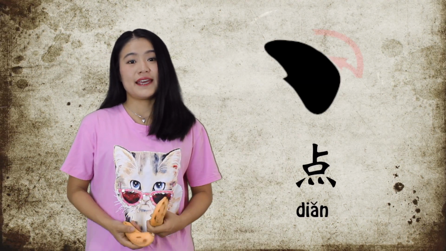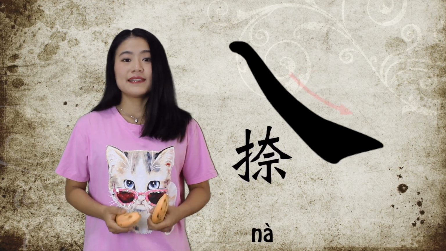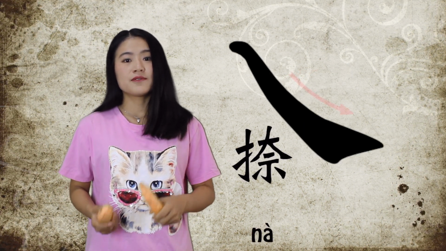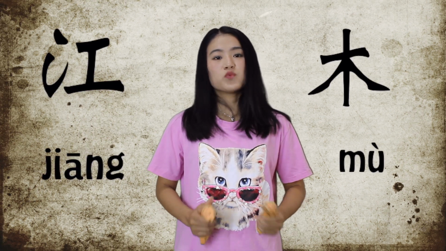There are 6 main strokes: 点 is a dot, 横 is from left to right, 竖 is a down stroke, 提 is a flick going upward to the right, 捺 is a falling right stroke, 撇 is falling left. You can see this in the character 江, which means river, and 木, which means wood.